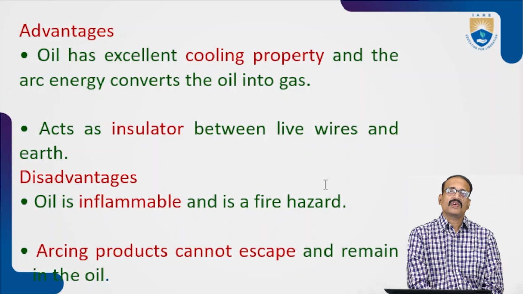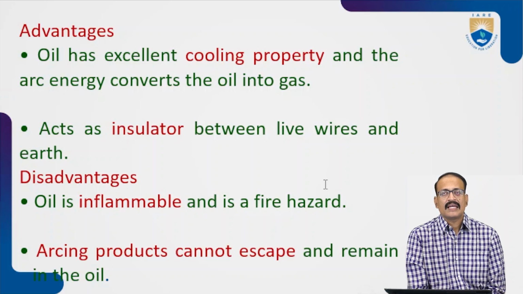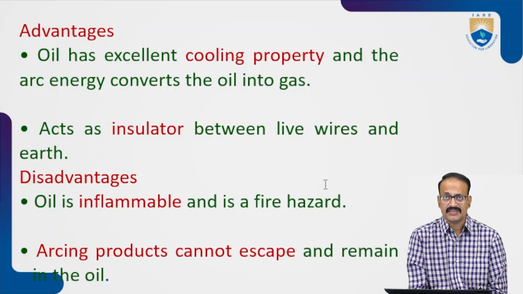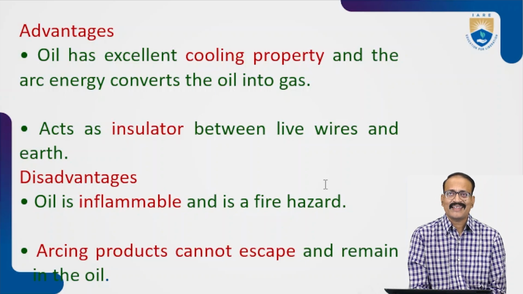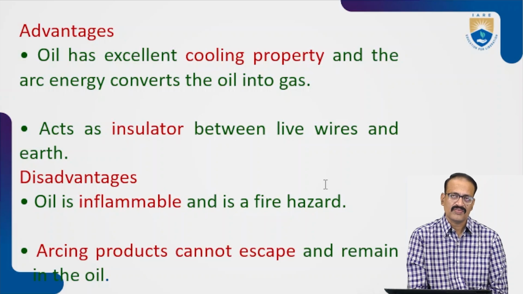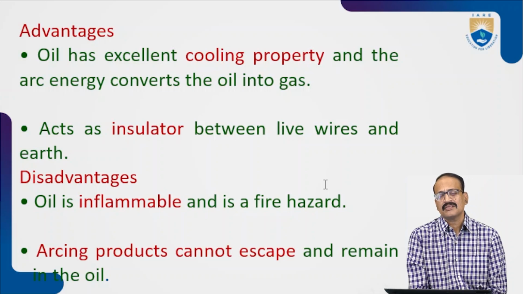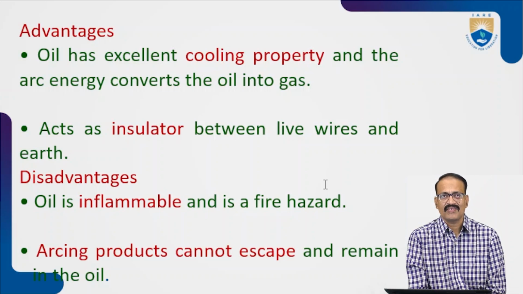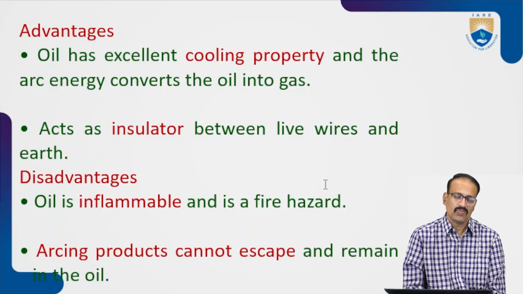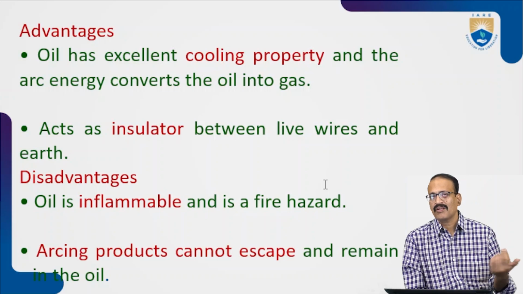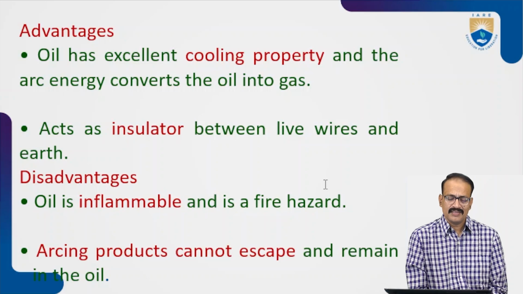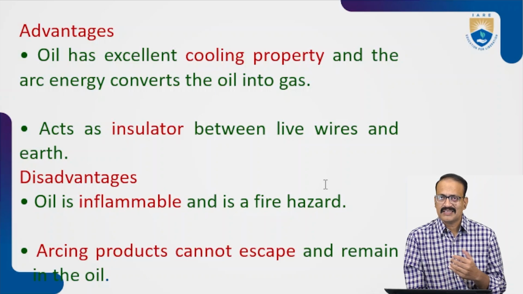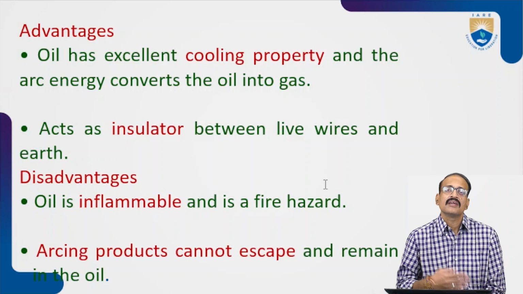So what are the advantages? Generally each type has its own advantages and disadvantages. Oil has an excellent cooling property. When you compare with the air blast, oil has a big advantage: it has excellent cooling property, and it acts as an insulator between live wires and earth. So we mostly use the bulk oil. It is able to deal with two tasks in parallel, arc extinguishing and also insulation between the circuit and the earth.